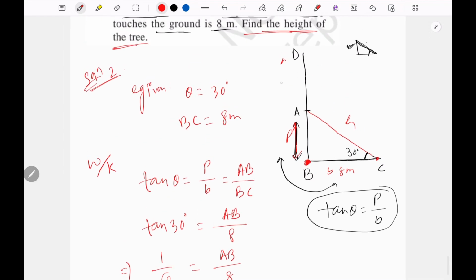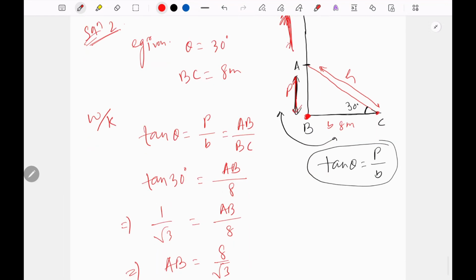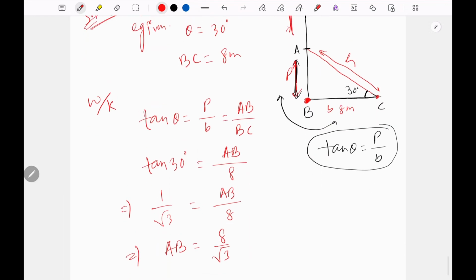Now we have to find this above part AD, and AD means this AC. So if we find the value of AC, that means this is AD. So how will we find AC? Since we have the value of B and we need to find the value of H, we know the relation between B and H. What is the relation? Cos theta is B by H.